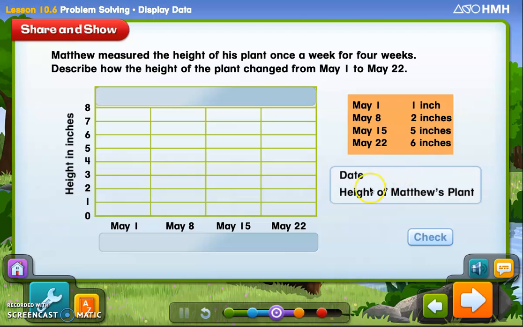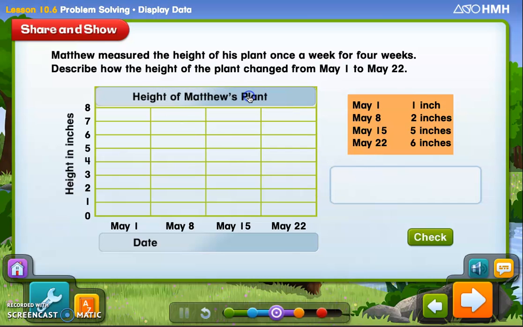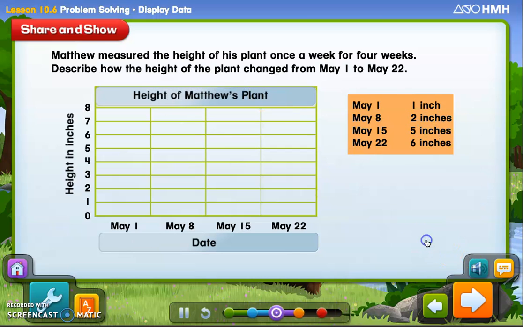So let's see. We're going to have the date go down here, right? Because these are the dates of which Matthew measured the height of the plant. And then this over here is the height in inches of each plant. So then the title would be height of Matthew's plant. That's right. The bar graph should look like this. Let's add the bars.